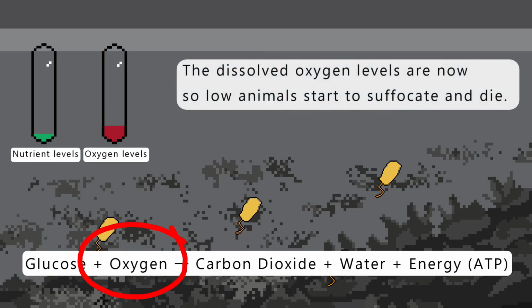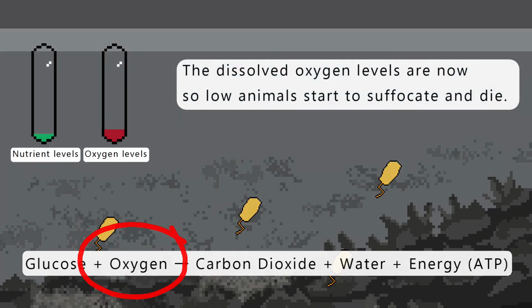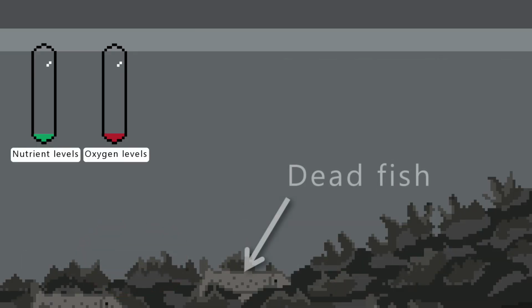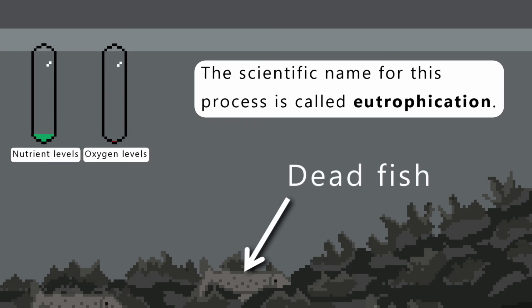The dissolved oxygen levels are now so low, animals start to suffocate and die. This area is now described as a dead zone. The scientific name for this process is called eutrophication.